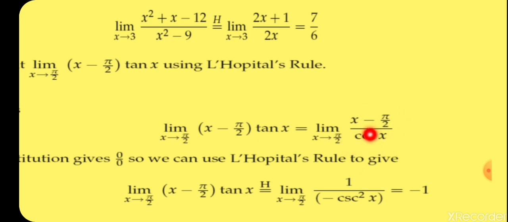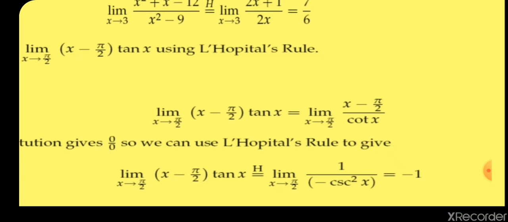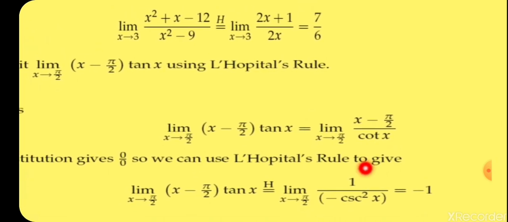Now you can apply L'Hopital's rule. You can find the derivative above and the derivative below. So we have 1 above, because the derivative of x is 1 and the derivative of pi over 2 is 0. And now cot x, its derivative is negative csc squared x. After direct substitution with x equals pi over 2, the final answer is negative 1.